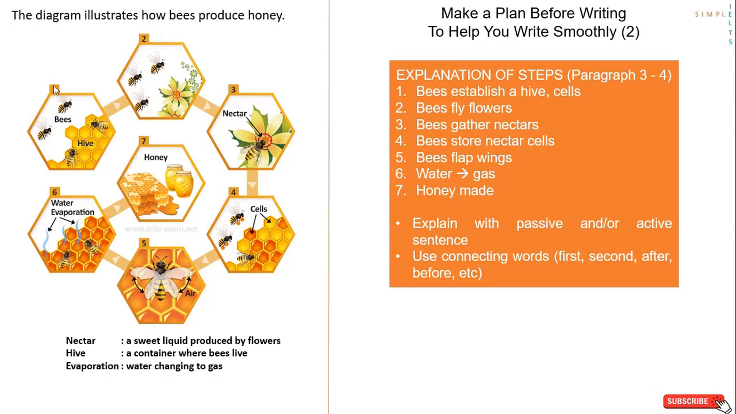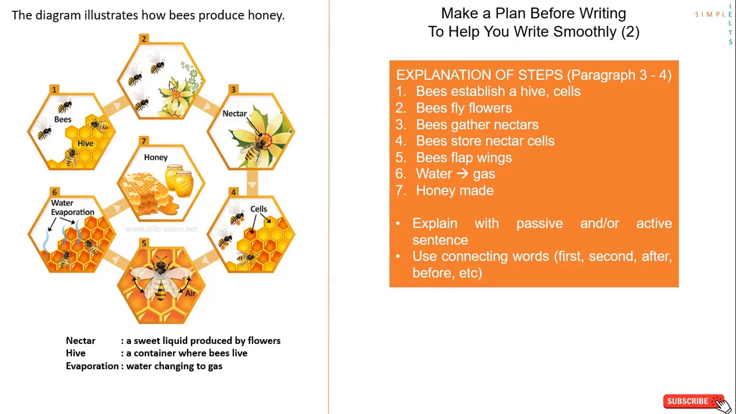Okay, for picture number 1, we can say that bees establish a hive. That also includes cells. Picture number 1 and picture number 4 are related. So the hive that is built by bees, consisting of cells with a hexagon shape, okay? And then in picture number 2, bees fly to flowers, okay? We can exclude 2 because, as I previously mentioned, we don't have to write grammatical language for the planning part, okay? And then picture number 3, bees gather nectar. 4, bees store nectar in cells.